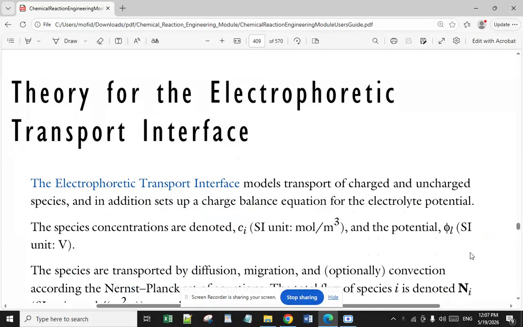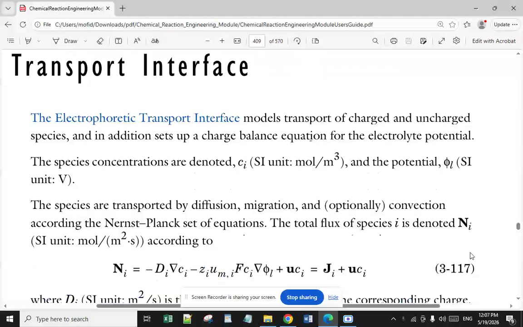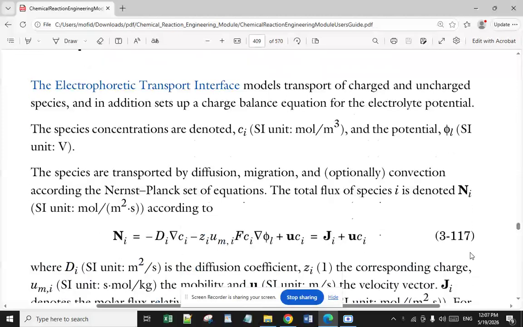The species concentrations are denoted c_i, based on the SI unit mol per cubic meter, and the potential phi_l, based on the SI unit volts. The species are transported by diffusion, migration, and optionally convection according to the Nernst-Planck set of equations.